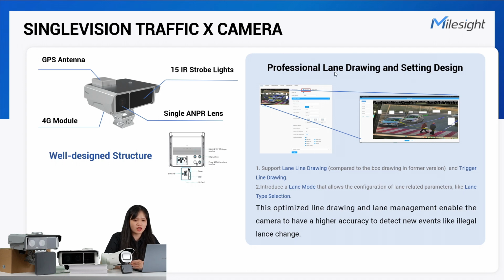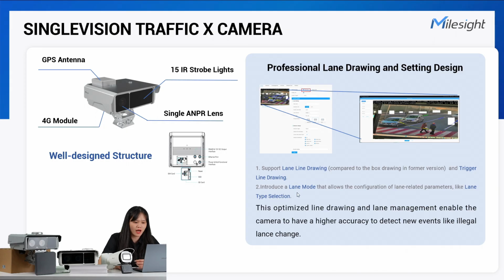Besides, we are trying to make some improvements to the web design. That is, the camera will support more professional lane drawing and lane management on the web design. Firstly, the camera will support a more professional lane drawing. We will change the box drawing into line drawing so that users can have a more detailed understanding of which area of the lane, and also we will have a trigger line setting to help the camera better define when the event is actually happening.